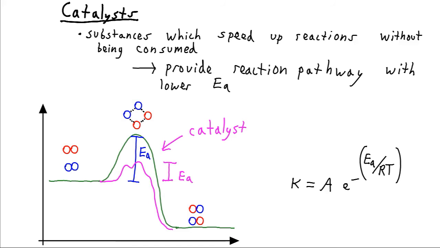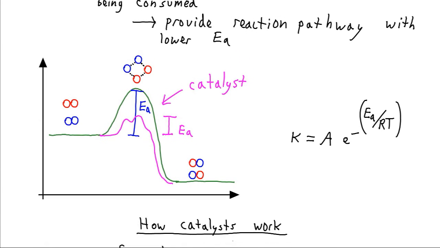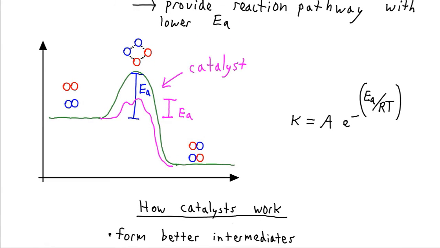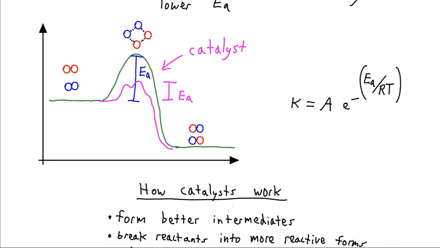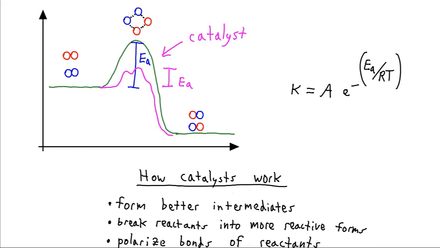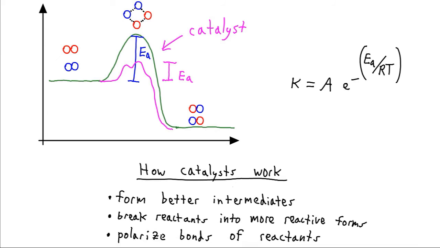Now, how does this catalyst work? Well, there are a few ways. One is that we can form better intermediates that give us this lower energy path that we can take. We can break our reactants into more reactive forms that require less activation energy. Might also change them in some way. For example, it might polarize the bonds of the reactants to make them more reactive.